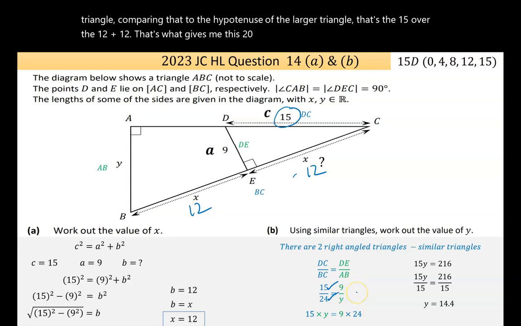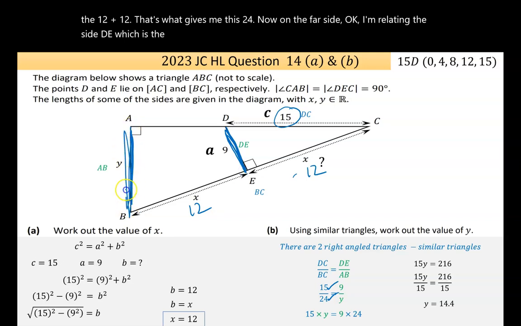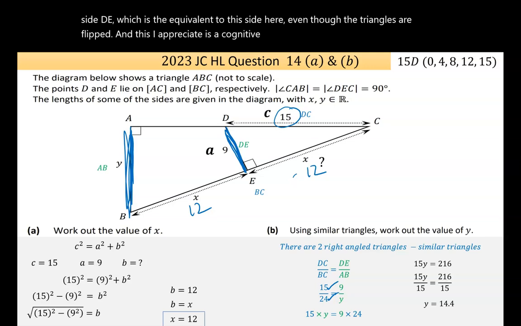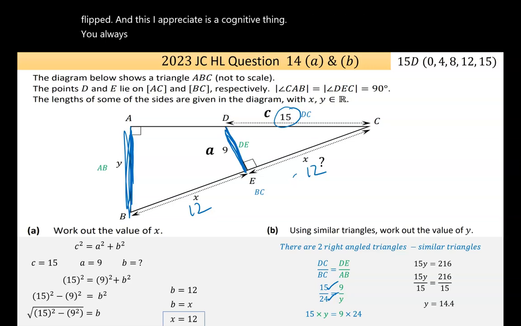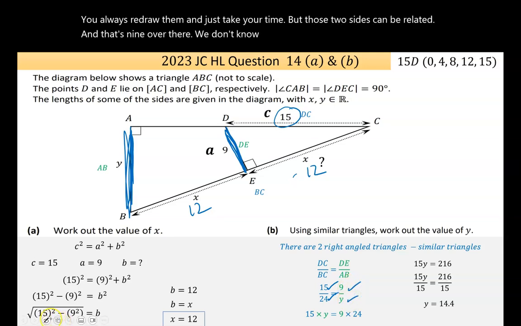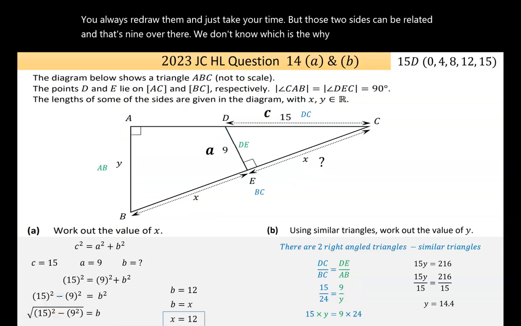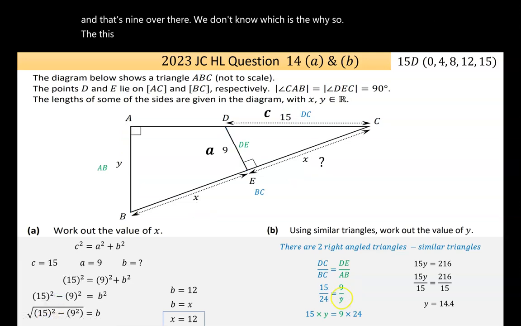Now on the far side, I'm relating the side DE, which is the equivalent to this side here, even though the triangles are flipped. And this, I appreciate, is a cognitive thing. You can always redraw them and just take your time. But those two sides can be related, and that's 9 over the one we don't know, which is the y. So this statement has only one unknown, which we can solve for.